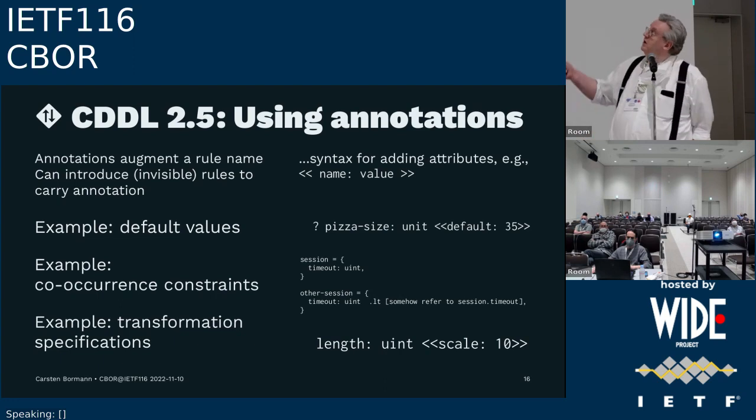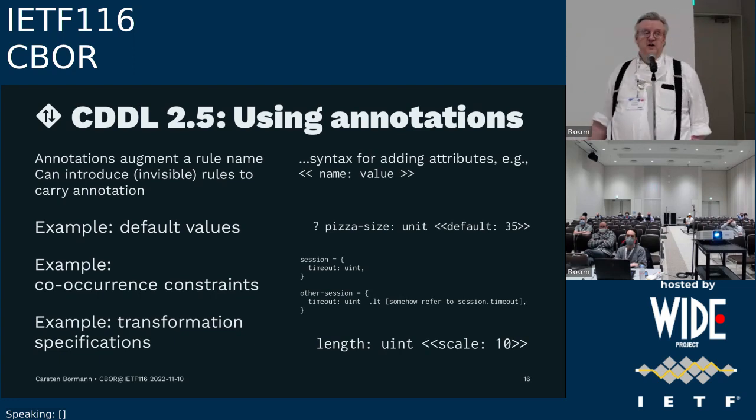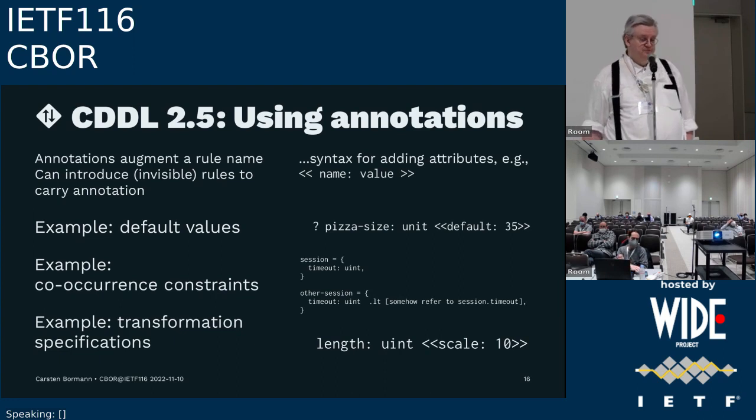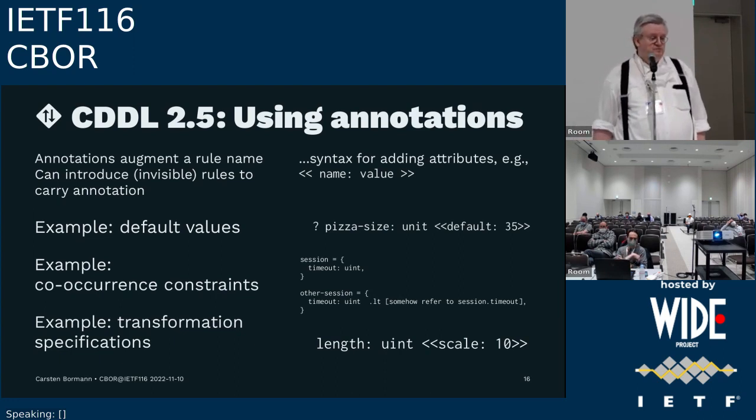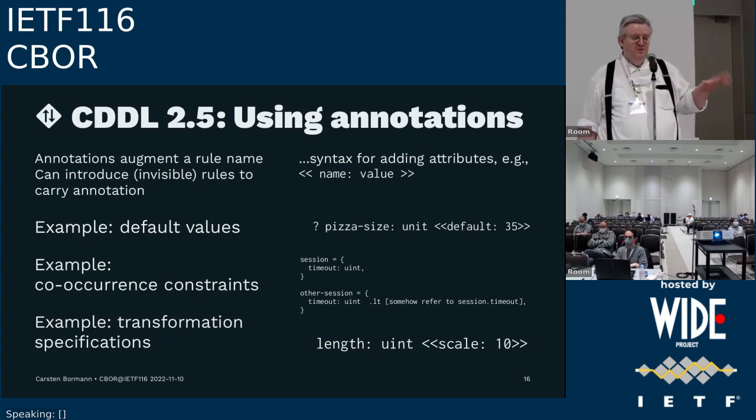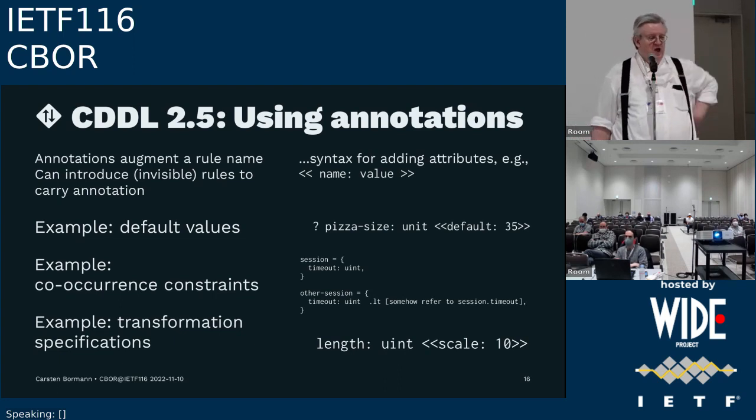And so you could have the size of a pizza declared. This should be a uint, but it's really hard to type a uint into a tool that always becomes a unit. So the pizza size is an unsigned integer, and it has a default value, which is 35 inches. We have default values in CDDL, but these are really weird. So this would be the real thing.